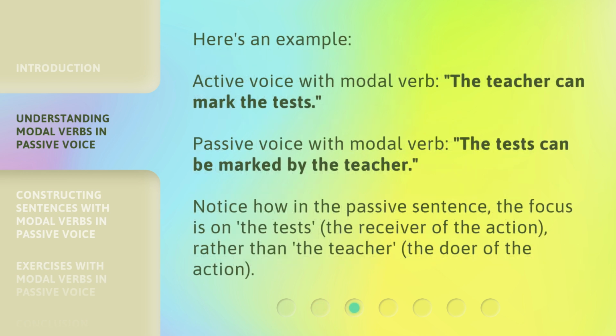Here's an example. Active voice with modal verb: The teacher can mark the tests. Passive voice with modal verb: The tests can be marked by the teacher. Notice how in the passive sentence, the focus is on the tests, the receiver of the action, rather than the teacher, the doer of the action.